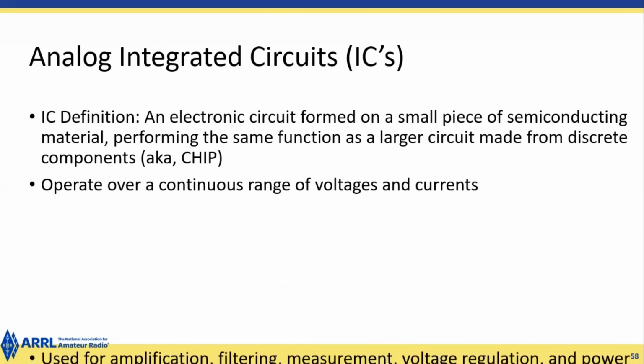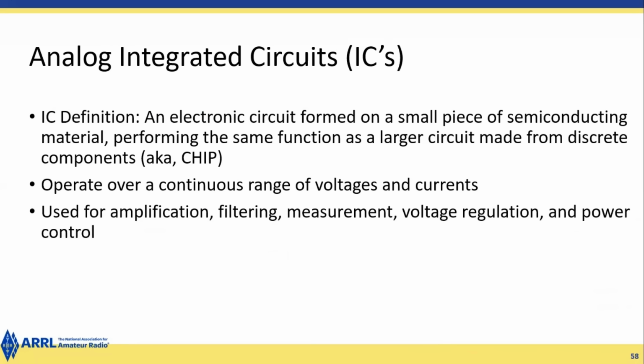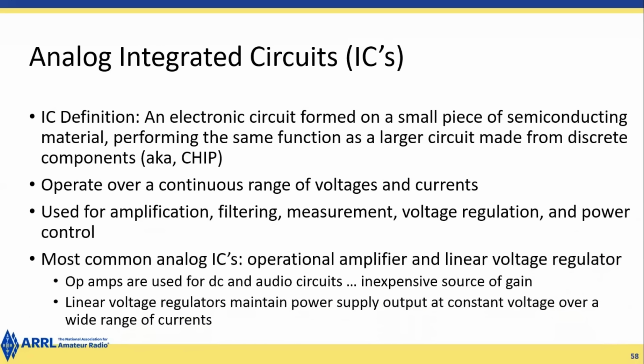ICs can operate over a continuous range of voltages and currents. They're used for amplification, filtering, measurement, voltage regulation, and power control. Most common analog ICs are operational amplifiers and linear voltage regulators. Op amps are used for DC and audio circuits. They're an inexpensive source of gain. Linear voltage regulators maintain power supply output at constant voltages over a wide range of currents.